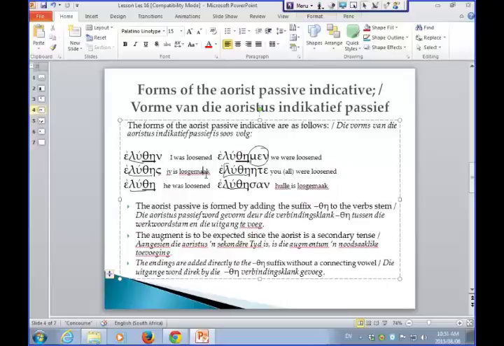Aorist passive indicative. Third person singular. Third person singular, yes. From which word? Mukesh? Poromai, okay? If you get some problem somewhere, ask Mukesh, he will tell you. So that is from Poromai.